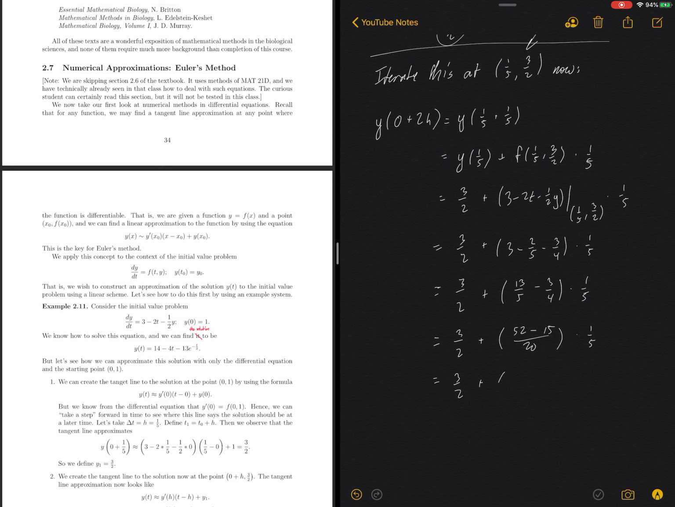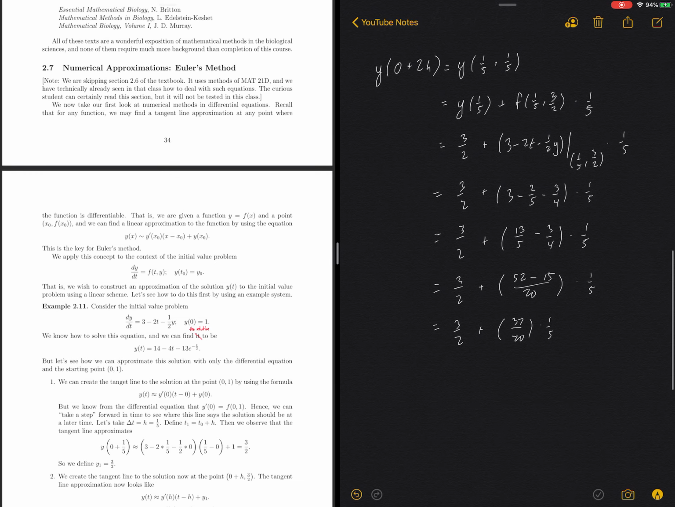So 13 times 4 is the number of cards in a playing deck, 52 minus 15 over 20 times 1/5. Okay, 3/2 plus, that'll be 37 over 20 times another 5th. Oh dear, yes, this is lovely. I'm having a wonderful time. Are you? Let me know in the comments.